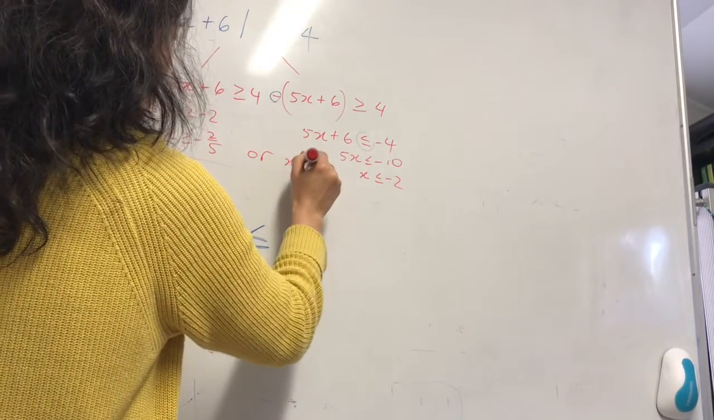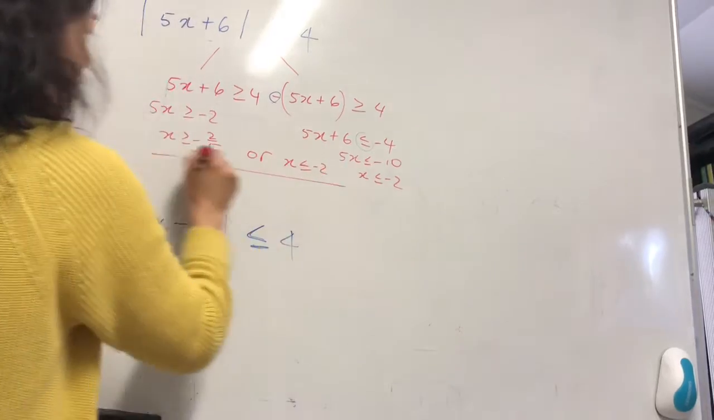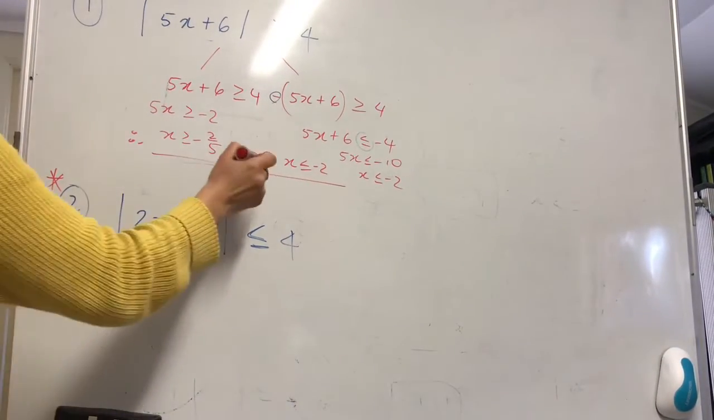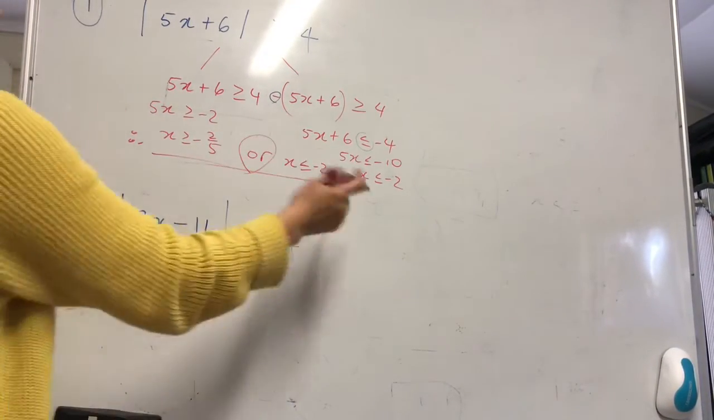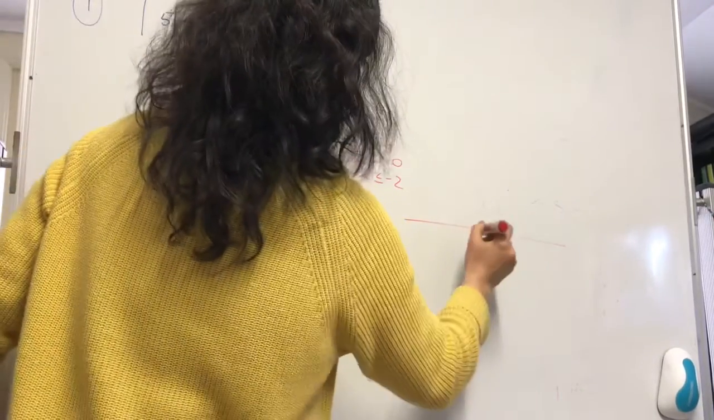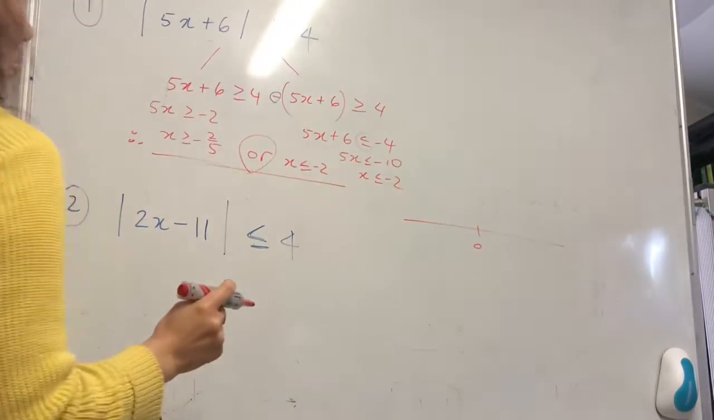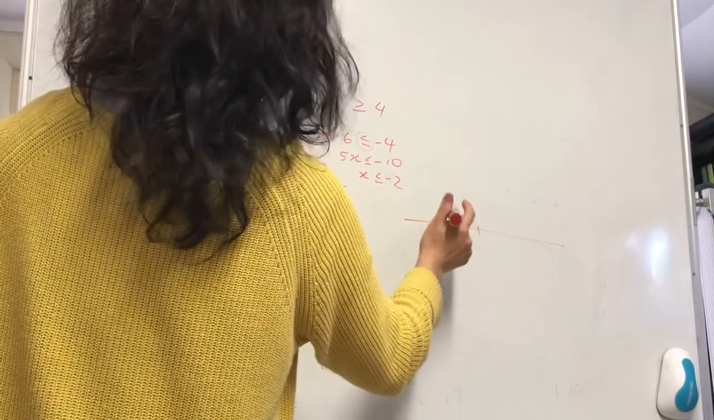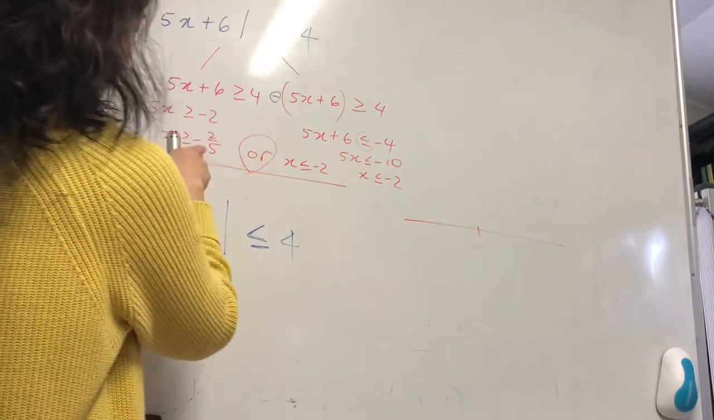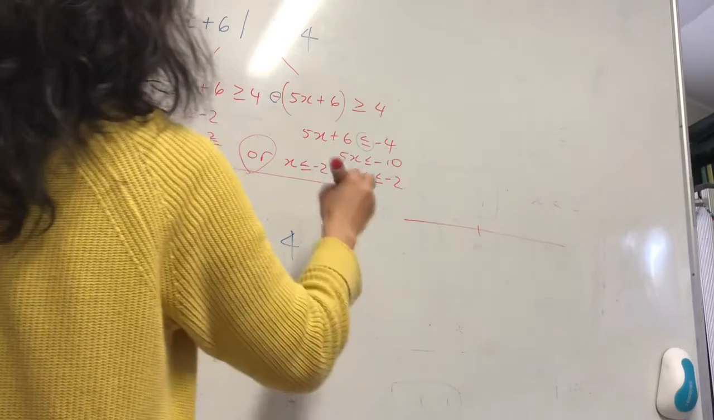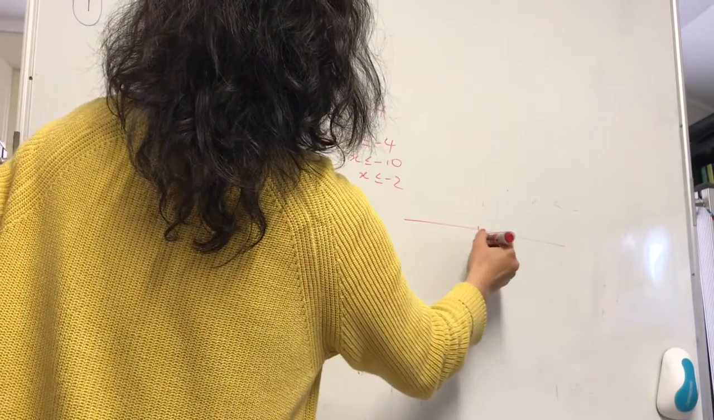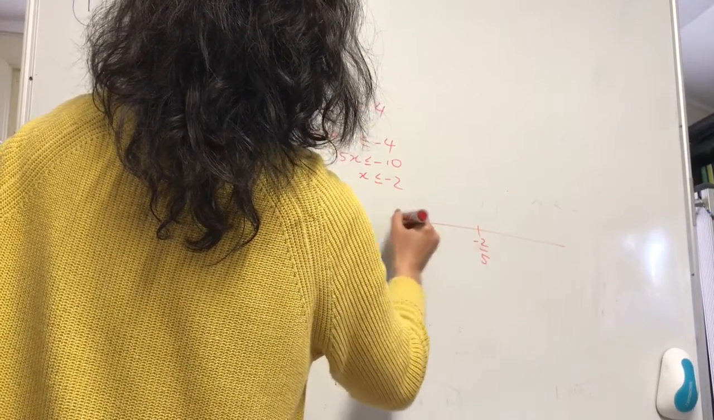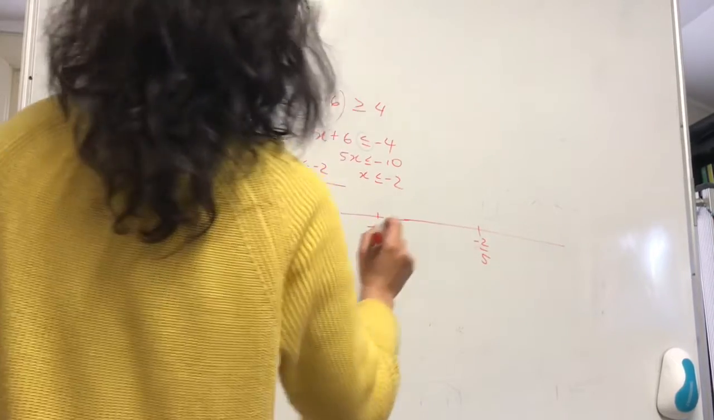So that's my final answer. If you have to draw it on the number line, that's 2 over 5. So minus 2 over 5 here and minus 2 here.